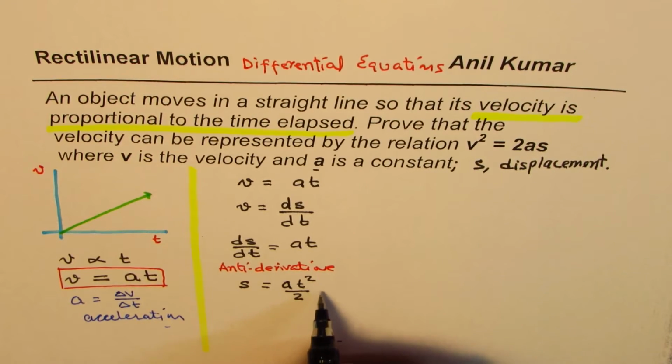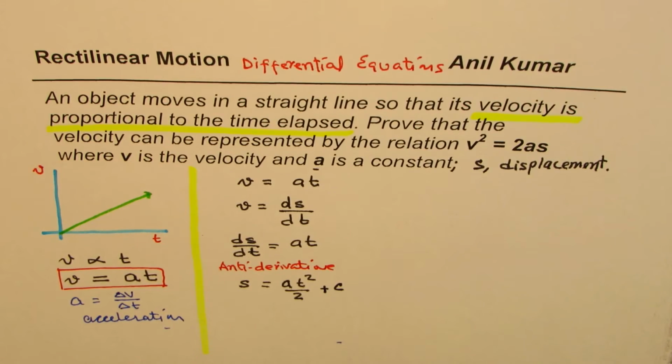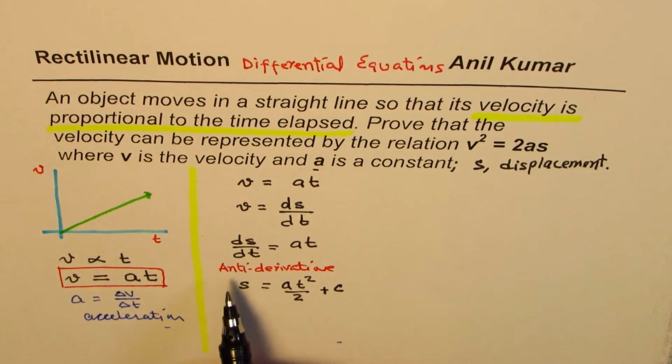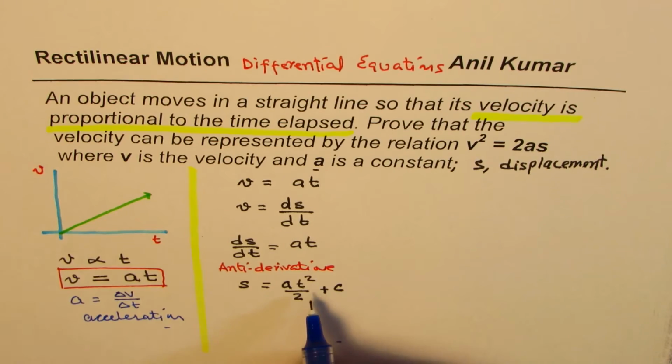As you know, for such equations, there could be a constant related with it. So normally, when we find the antiderivative, we give a general solution by adding this constant c. Knowing initial conditions, we can find what c is, right? So what are the initial conditions here?